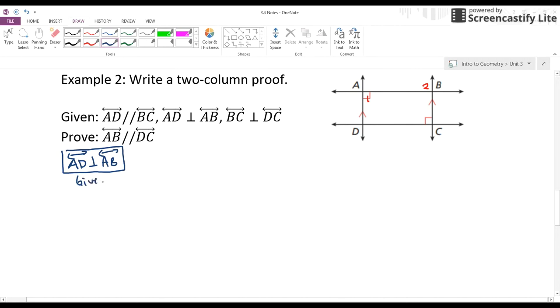Because like I said earlier, I want to use the fact that if I can have two lines perpendicular to the same line, I can get parallel lines. And again, this isn't the only way you can do it. This is one way you can do it, and I wanted to use the new theorem to show it to you.